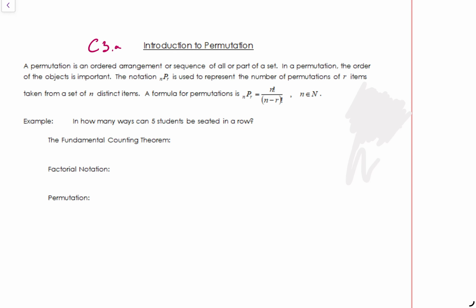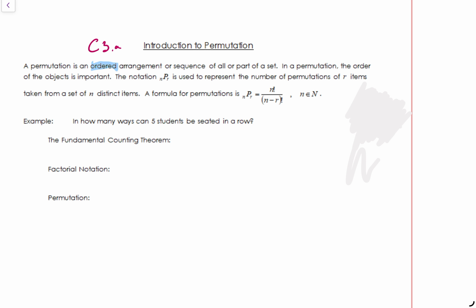This lesson should be short and sweet. It's an introduction to permutations. A permutation is an ordered, now I'm going to highlight that, it's going to be a very important word with a lot of meaning. So a permutation is an ordered arrangement or sequence of all or part of a set. In a permutation, the order of objects is important. So the order is important.